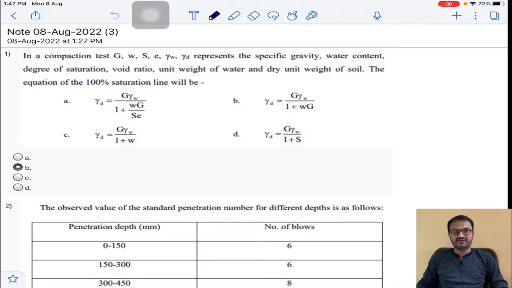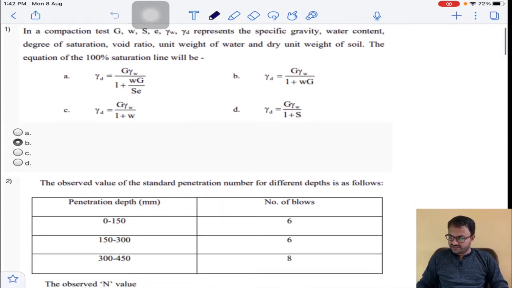Today I am going to solve the first assignment of Foundation Engineering. I have already uploaded the videos of Geotechnical Engineering 1. Okay, so this is Foundation Engineering, the first assignment. Shall we start? Okay, first question.